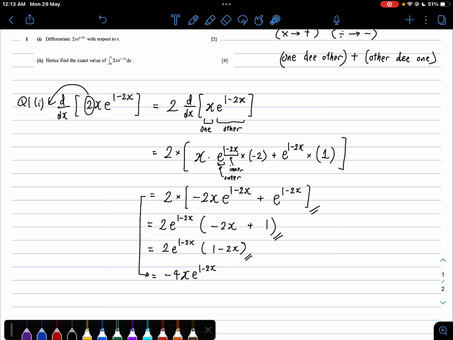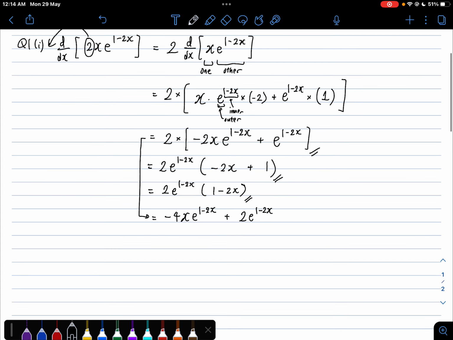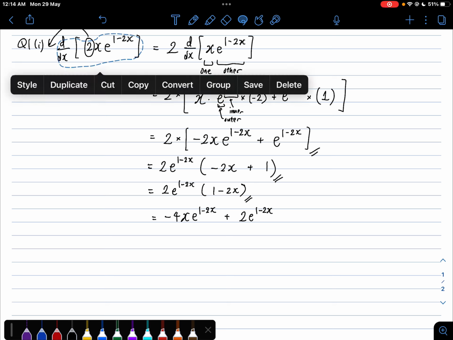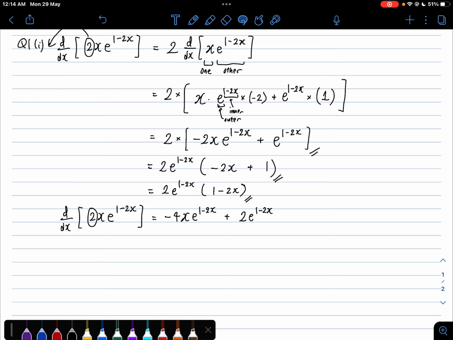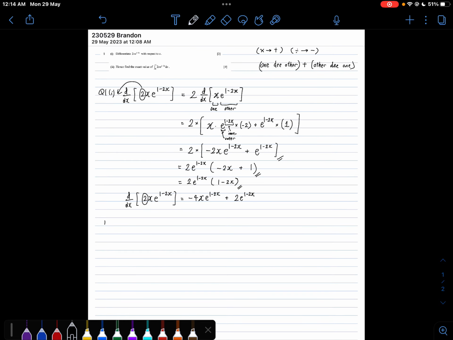The 2 you have to multiply into the second term, which is the e power 1 minus 2x. So what I mean is over here, multiply into the second guy. So you end up with plus 2 times e power 1 minus 2x. Okay, good. So let's rewrite it neatly. Remove the arrow, and write it like this. So the derivative of that expression equals whatever we just found. Okay, good. So now we can move on to part 2.